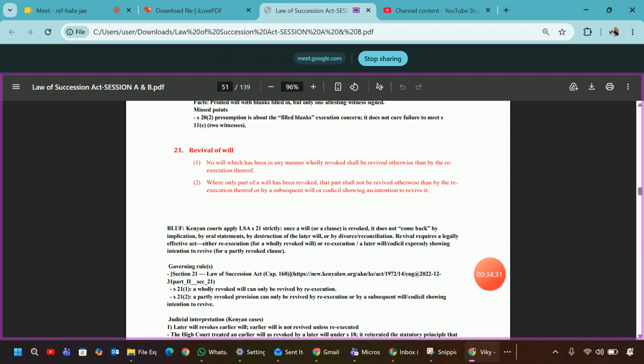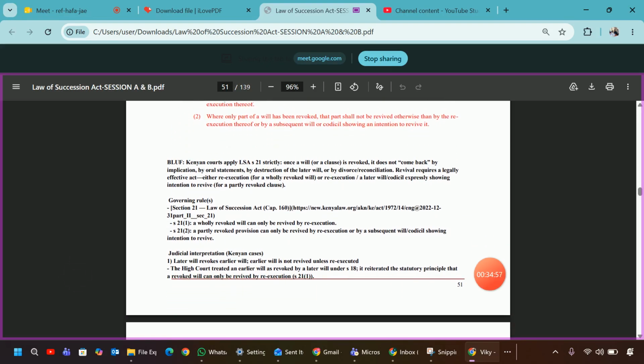So, Section 21. Section 21 talks about revival of wills. One: no will which has been in any manner wholly revoked shall be revived unless by the re-execution thereof. Two: where only part of a will has been revoked, that part shall not be revived unless done by the re-execution thereof or by a subsequent will or codicil showing an intention to revive it.